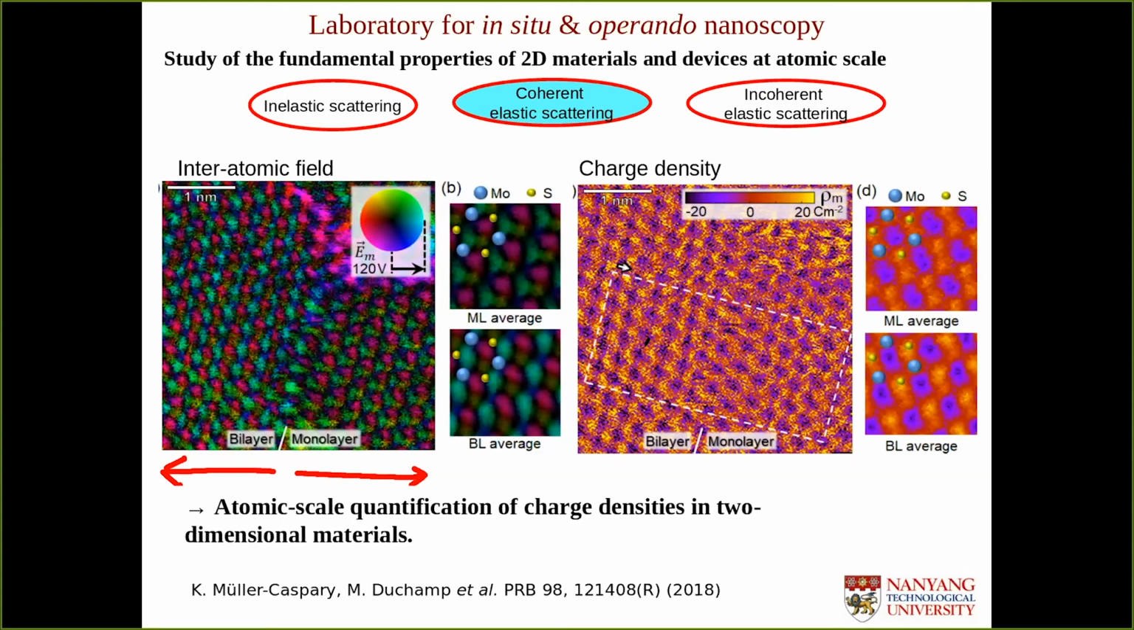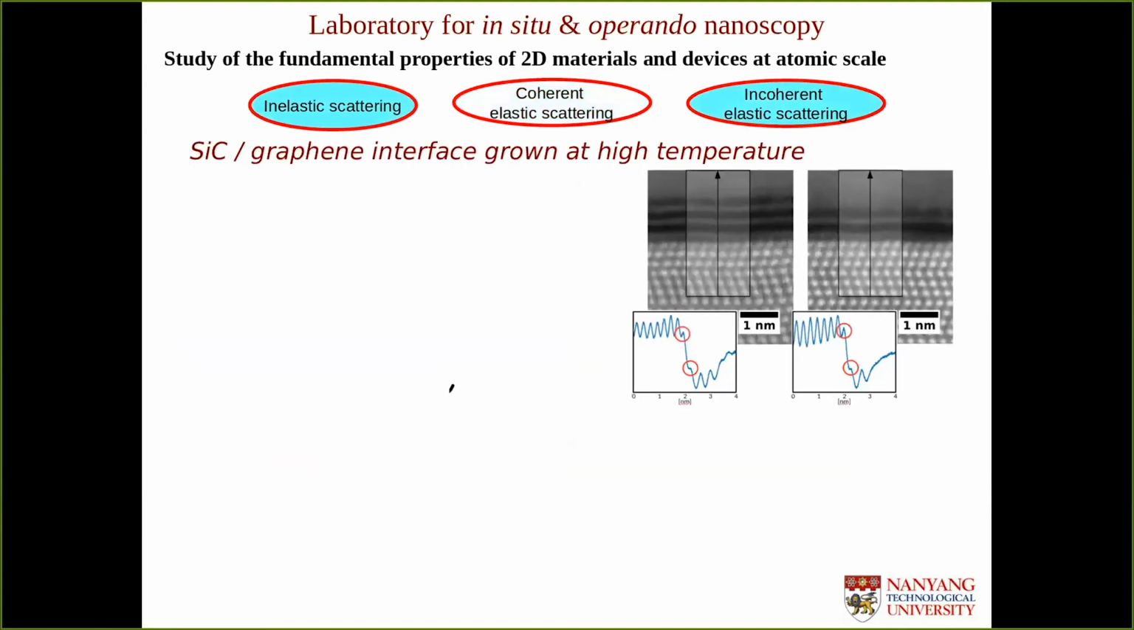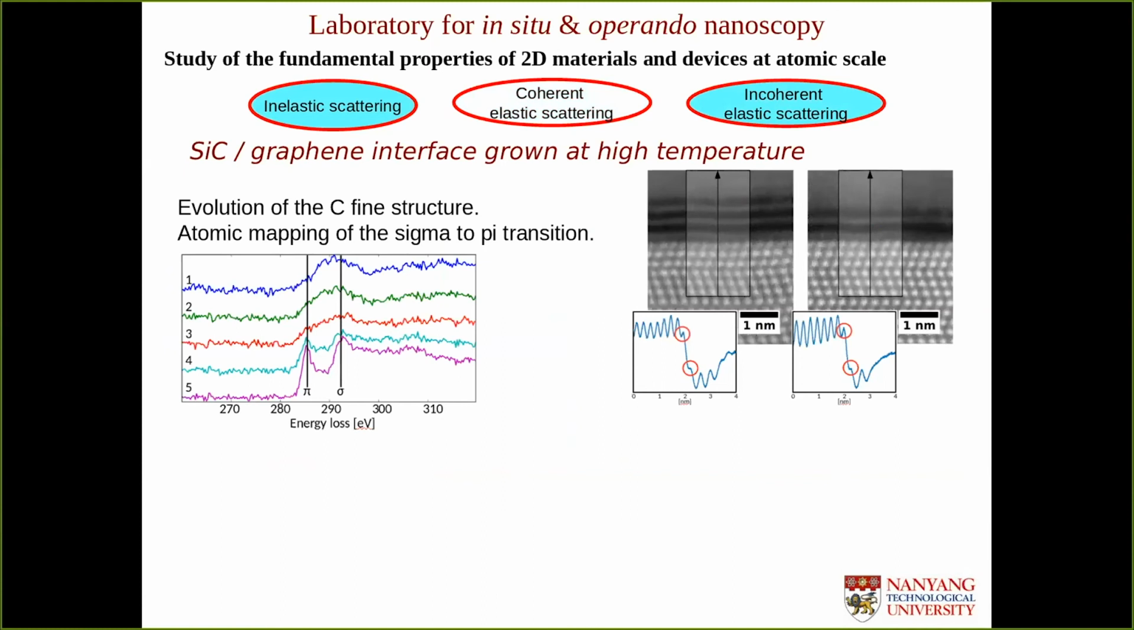And I will just go to the last slide before the time is over. On this last slide, we wanted to study the interface between silicon carbide and graphene. They grow the graphene at really high temperature, like 1000 degrees. And there have been a lot of DFT calculations to know about the reconstruction of the silicon carbide surface and about the structure of the first layer of graphene.